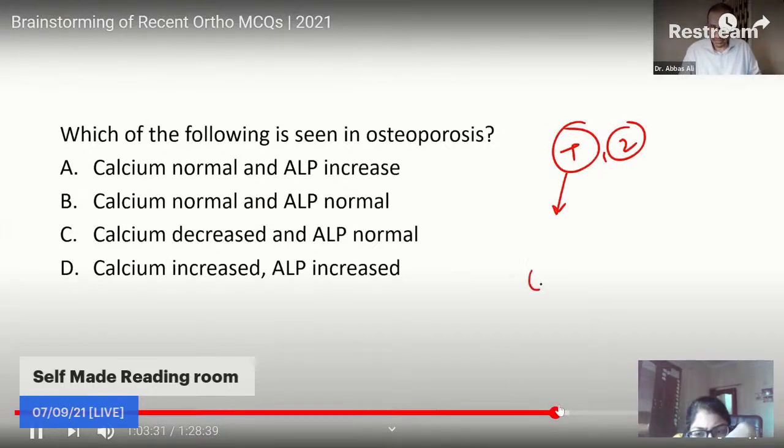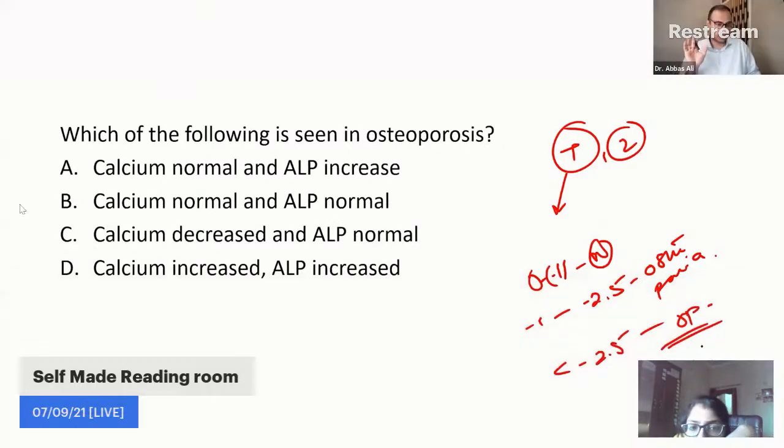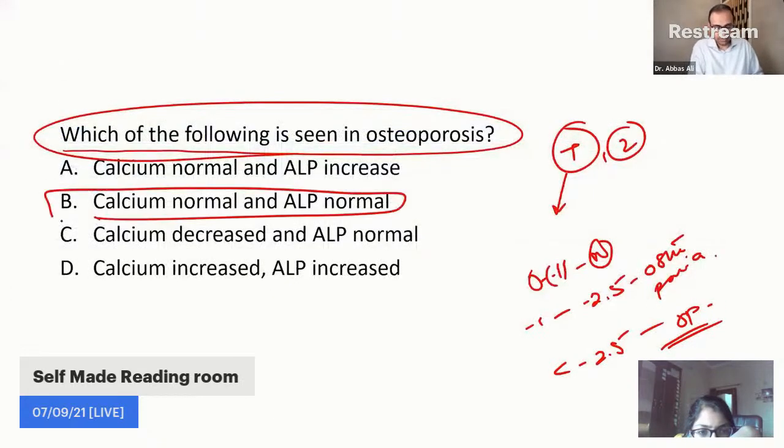And what is the diagnosis? Yes, 0 to -1 is normal. -1 to -2.5 is osteopenia. And less than -2.5 is osteoporosis. And if you have a fracture associated with it, you call it a severe osteoporosis. Look at this question. Which of the following is seen in osteoporosis? The answer should be calcium normal, alkaline phosphatase normal.